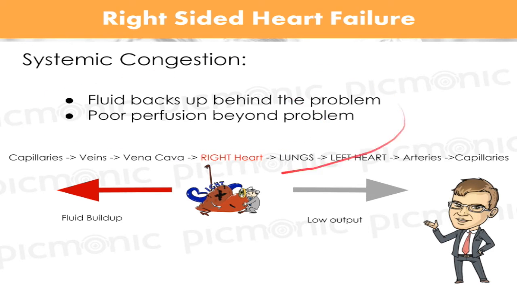So here's the great little diagram again, everything linear in exactly the same way. And here we've got the right side of the heart in red because that's essentially what's failing. Well, with the right side of the heart failing, everything behind it, vena cava, veins, capillaries, and the body itself, has lots of fluid backing up. So when the fluid backs up there, that means on the other side of the heart, there's not enough output. There may be decreased perfusion and decreased oxygenation possibly, leading to other problems.